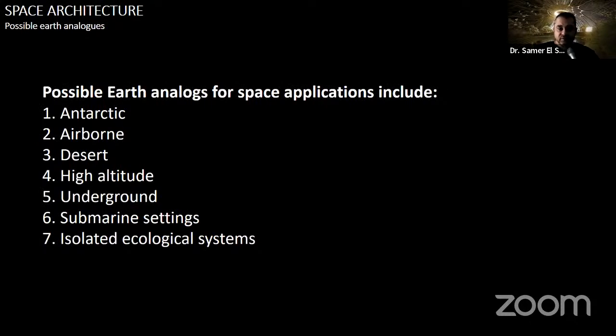So, possible Earth analogs for a space application might include the Antarctic, or the airborne, or a desert space, or high altitude underground submarine settings, isolated ecological systems. And all of these scenarios also apply when we talk about designing for extreme environments. So space architecture is a part of the bigger umbrella called designing for extreme environments.